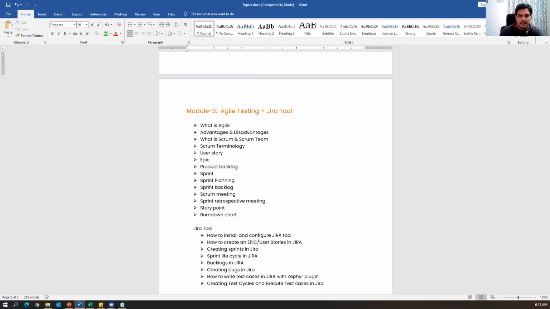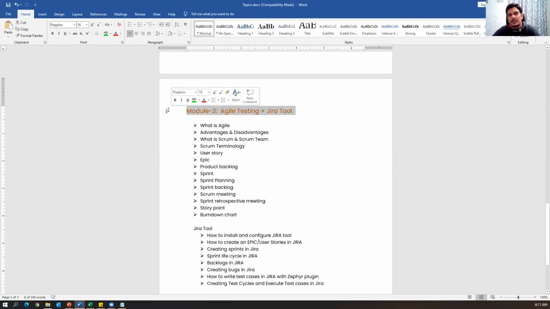So how exactly the agile process works in a real environment, and after that we are also going to see the Jira tool, how we can use the Jira tool. Okay, so these are the topics which we are going to learn as part of this module. So this is the third module in manual testing.